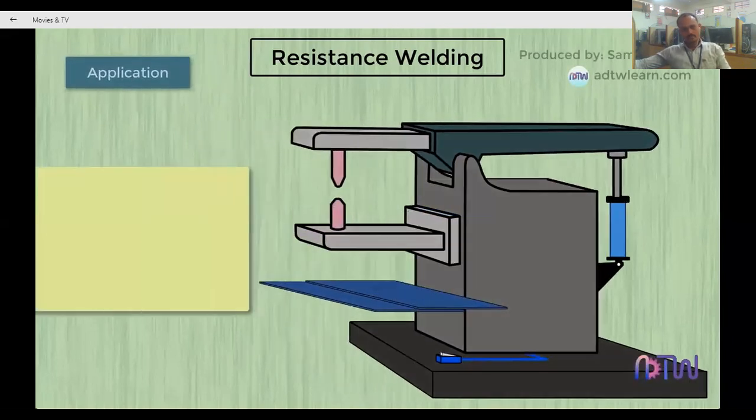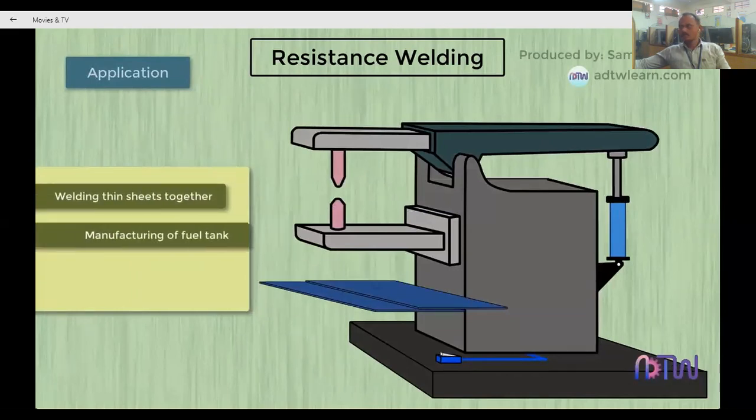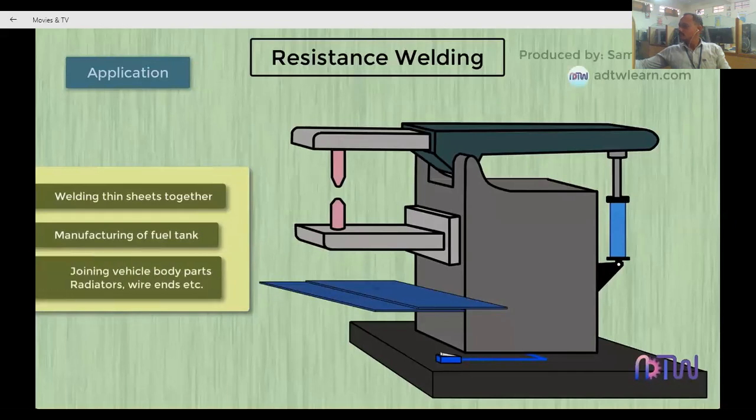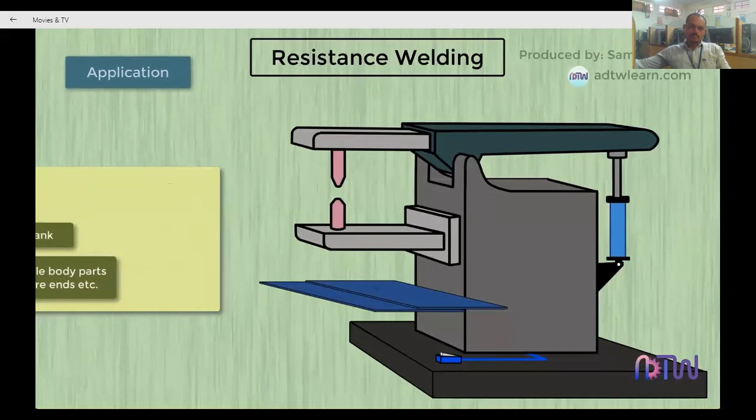Application of spot welding. Spot welding is used for welding thin sheets together, in the manufacturing of fuel tanks, joining vehicle body parts, radiators, wire ends, etc.